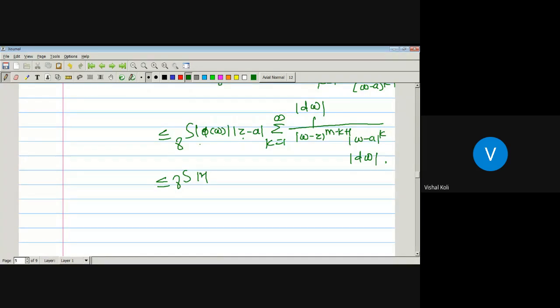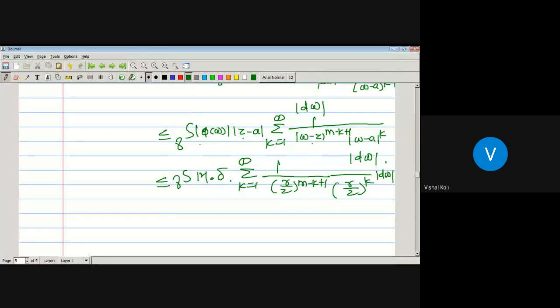Modulus of Z minus A is less than delta, summation K running from 1 to infinity, 1 upon modulus of W minus Z. Modulus of W minus Z is always greater than R by 2, so which is R by 2 to the power M minus K plus 1, into modulus of W minus A to the power K. Modulus of W minus A is strictly greater than R by 2, so it is R by 2 to the power K into modulus of dW.